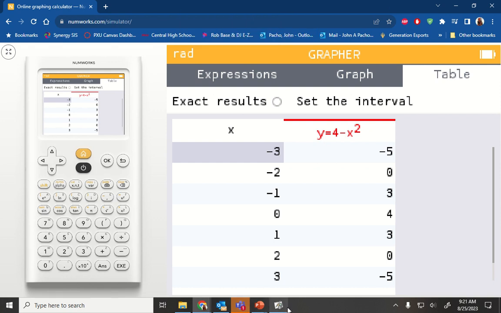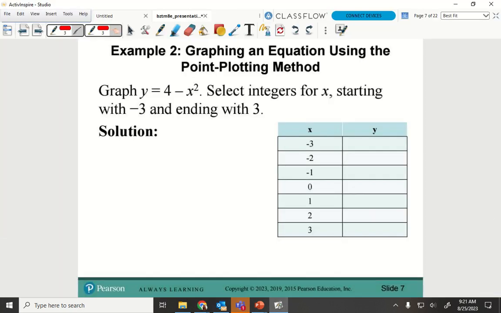So you guys going to help me read this off. At -3, my answer was -5. At -2, 0. At -1, 3. At 0, 4. At 1, 3. At 2, 0. And at 3, -5. Good job. It's almost like you guys learned something right now.